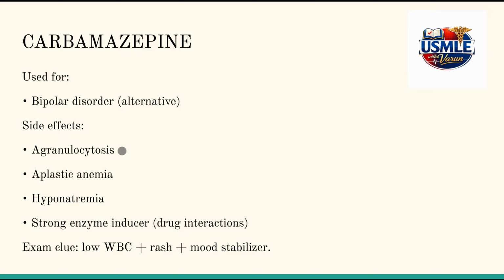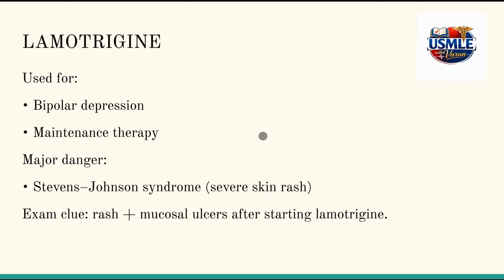Carbamazepine can cause agranulocytosis, aplastic anemia, and also many drug interactions. Exam clue in case of a question involving carbamazepine is that there may be low WBCs, there may be presence of rash, and there also might be mention of mood stabilizer usage. Lamotrigine can cause Stevens-Johnson syndrome, which is a life-threatening skin rash. Whenever you see something like a rash and mucosal ulcers in patients who are started with lamotrigine, you have to understand that he is at a risk of developing Stevens-Johnson syndrome.